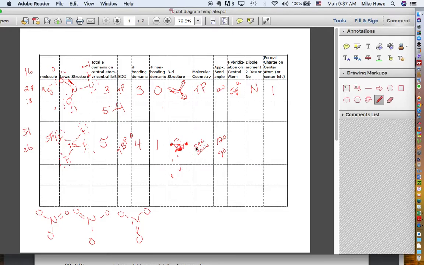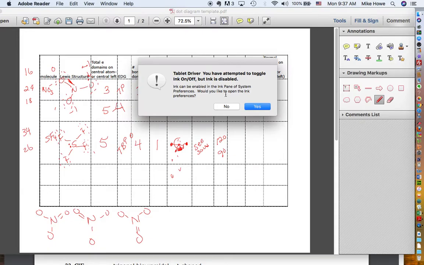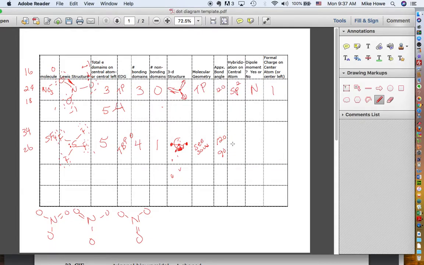Okay, the hybridization of the central atom, since there's 5 domains, we must have gotten a D sublevel involved. So it would be sp3d, and that's on your little chart. Is it polar? Yes, because the electrons are going to push in this direction down like this, and like that, and like that, and like that. And those vectors would not cancel out. So, yes.